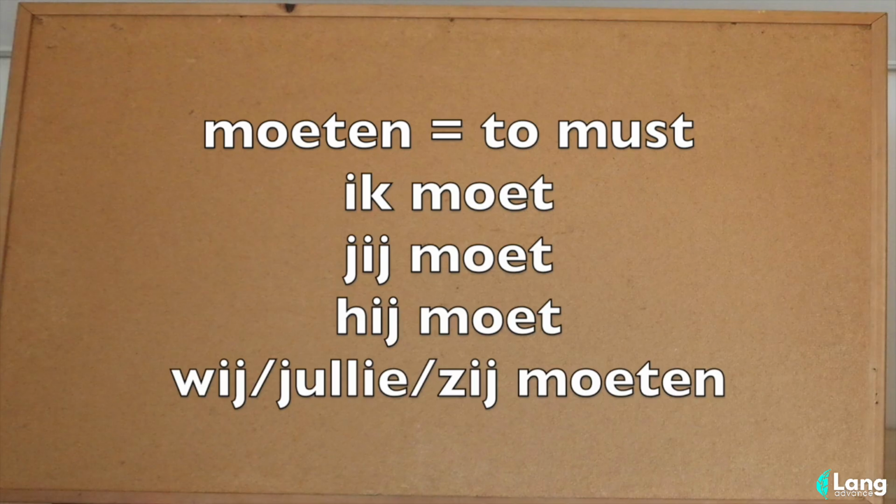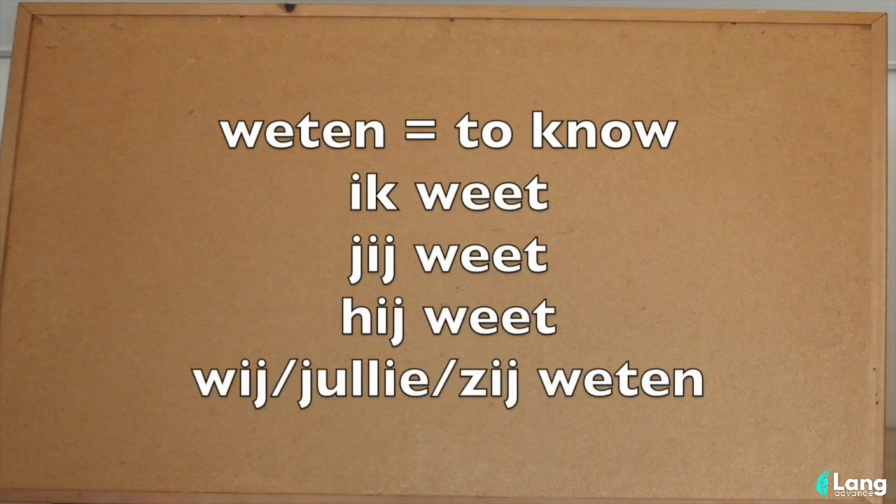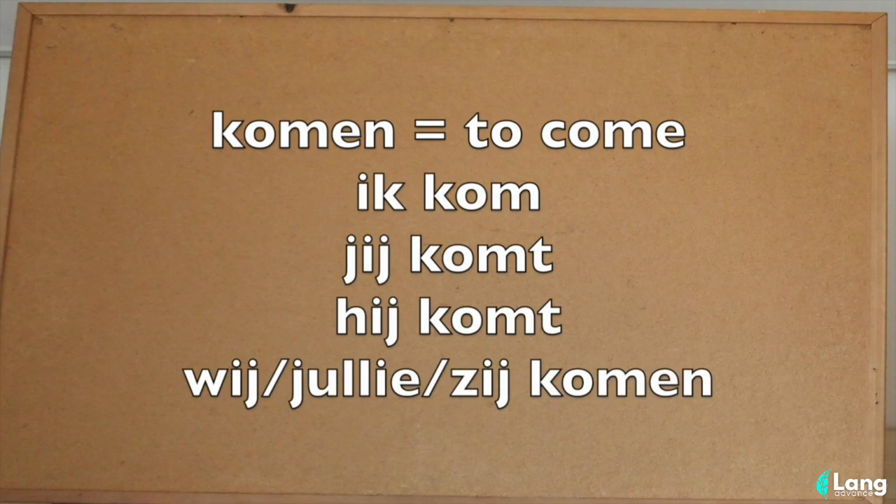Moeten means to must. Next one is weten, to know. That's ik weet, jij weet, hij weet, wij, jullie, zij weten. And then komen, that means to come. There's a little bit of an exception there, because the O there is not doubled in the root. So that's ik kom, jij komt, hij komt, wij, jullie, zij komen.